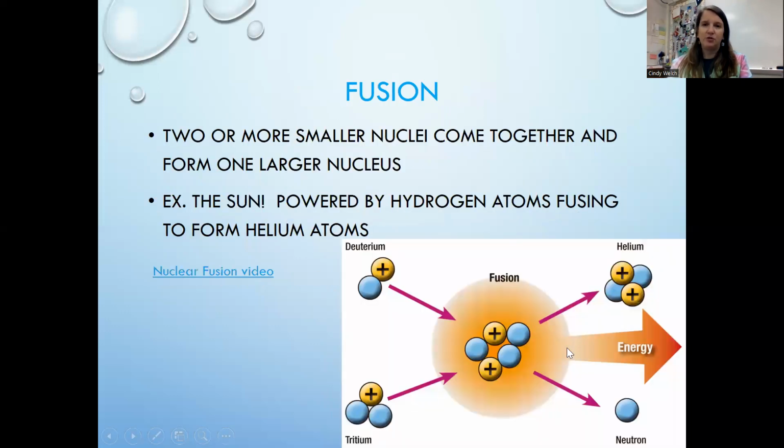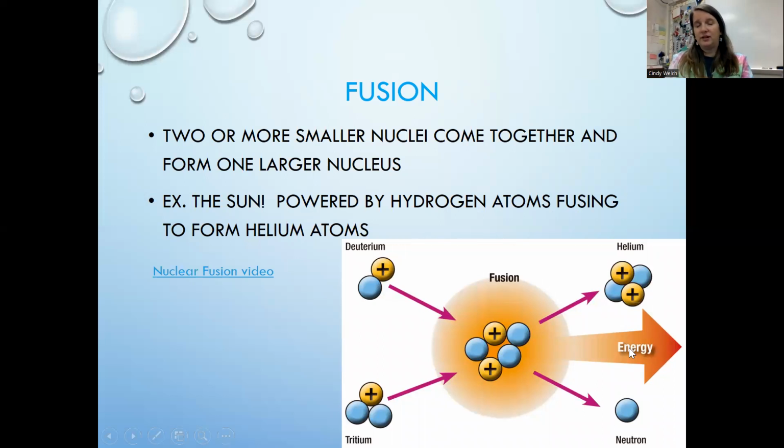Then let's talk about fusion. So fusion is where you have something small that comes together to make something large, fusing. Okay, so we're starting with two smaller nuclei that come together to make a larger nucleus. And this is actually the process that powers the sun. So in the sun, you have two smaller hydrogen atoms, those two hydrogen atoms are going to come together and they're going to make a helium atom. And it does give off a lot of energy.